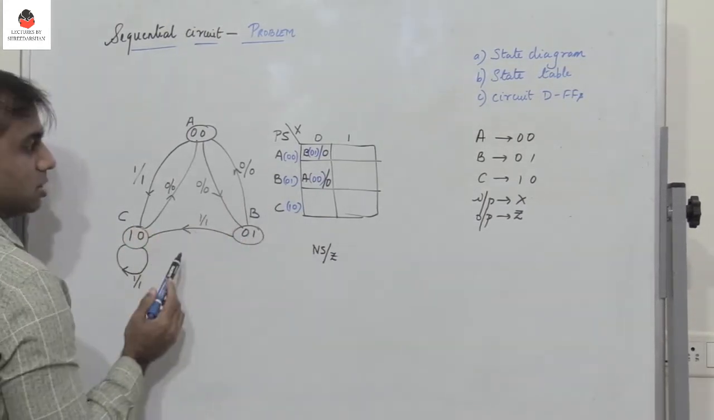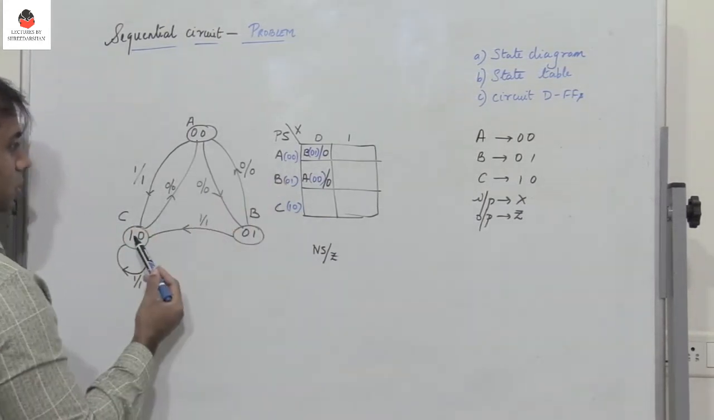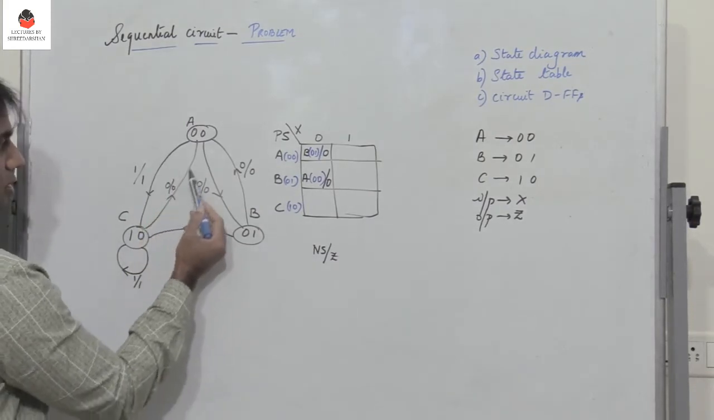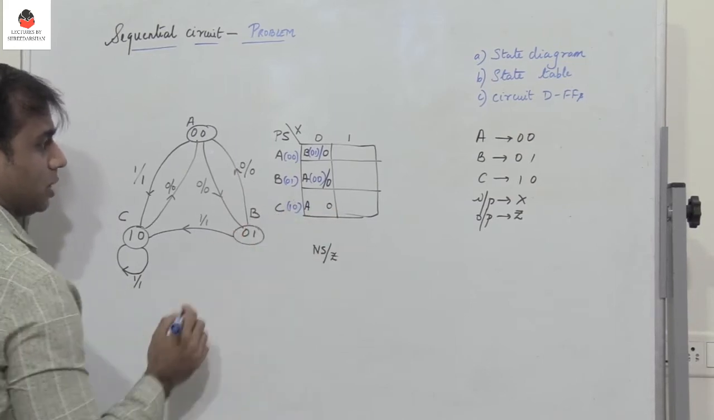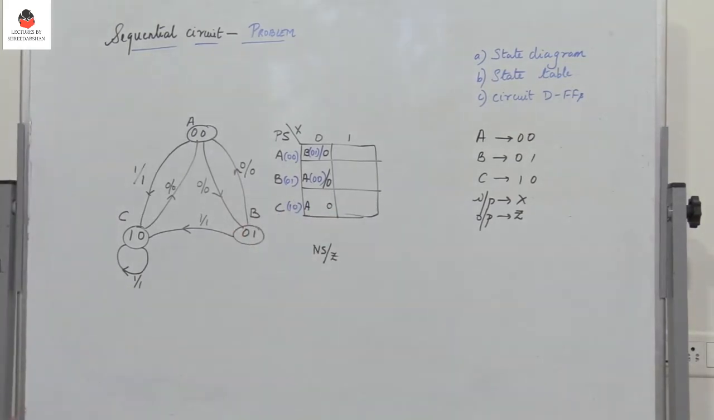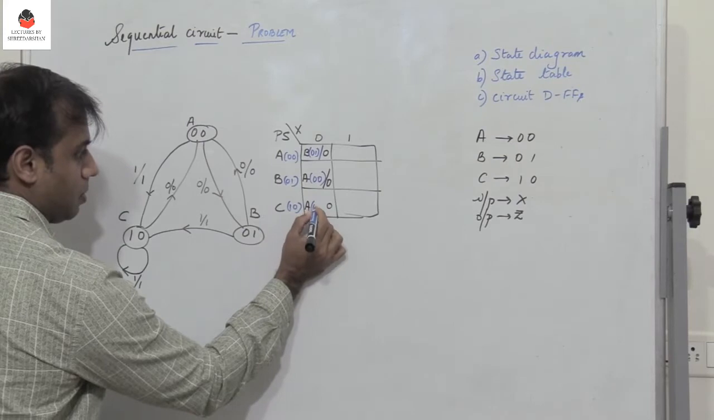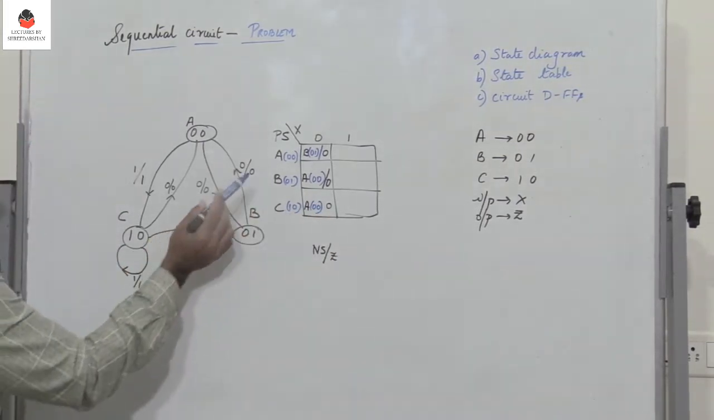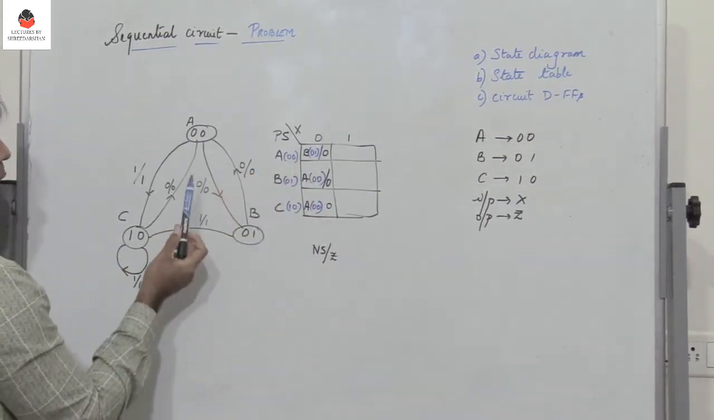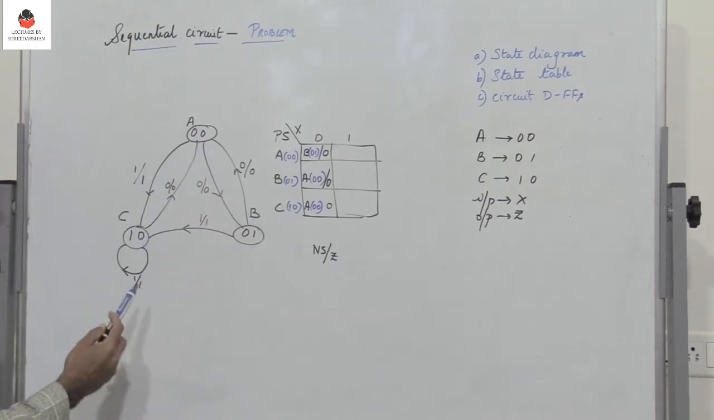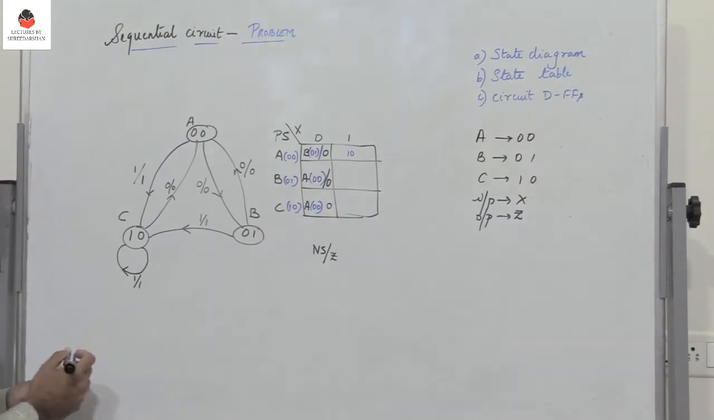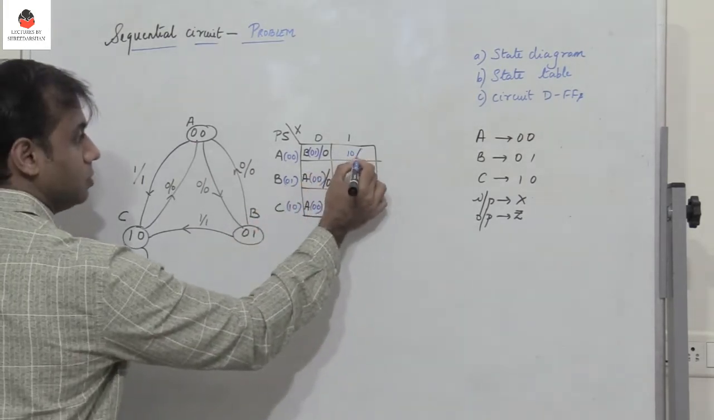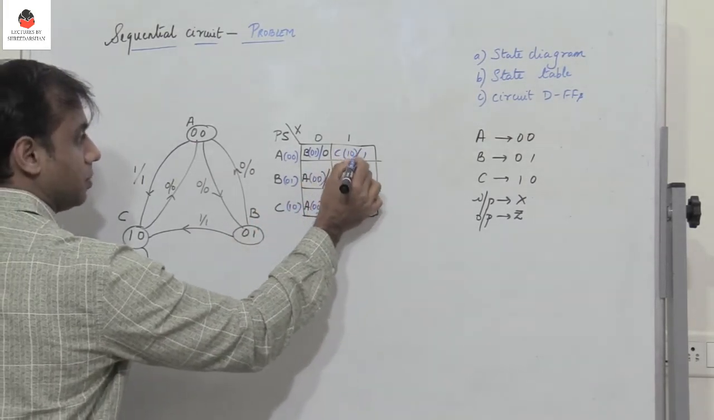Now if the circuit is in state C and the input is 0, it goes back to state A here with an output 0. So again state A is 0 0. Now if we are in state A and the input is 1, then we go to state C. C is 1 0 with an output 1. So output is 1, state C.